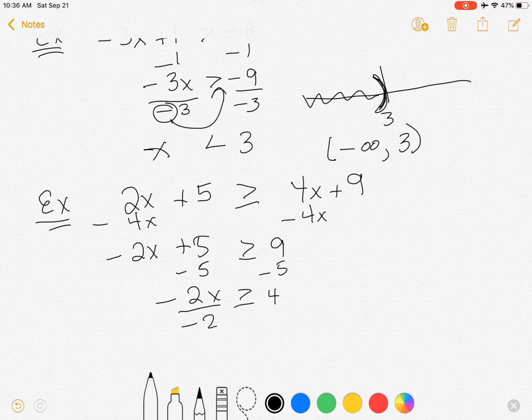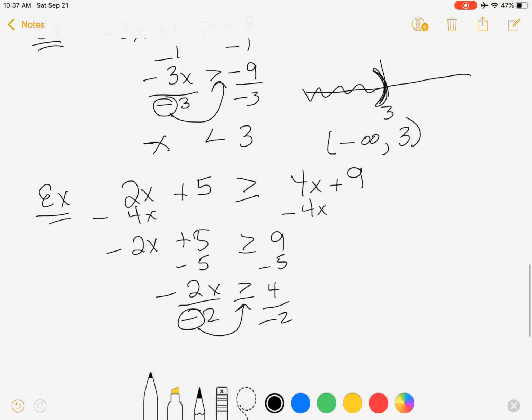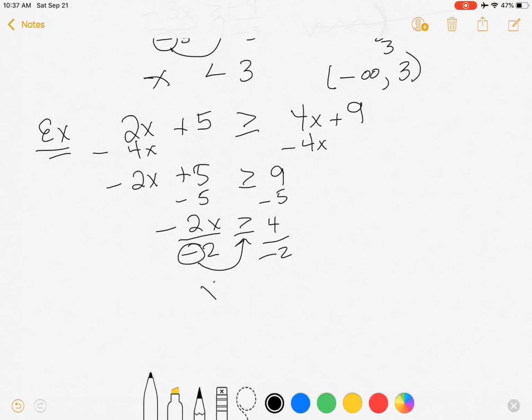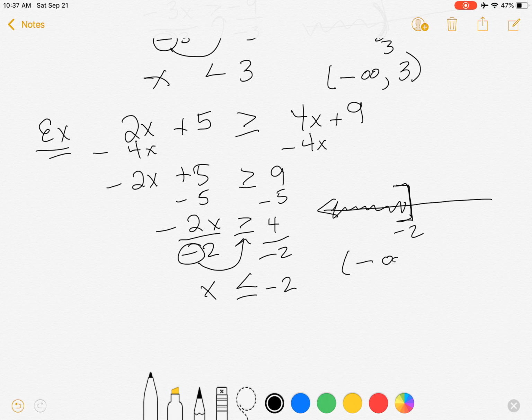Divide both sides by negative 2. But because I divided by a negative, I have to change the inequality sign. So I'm going to have x less than or equal to negative 2. So that graph looks like, this time, a bracket on negative 2. And we're shading to the left. So my interval notation would be from negative infinity to negative 2 with a bracket.